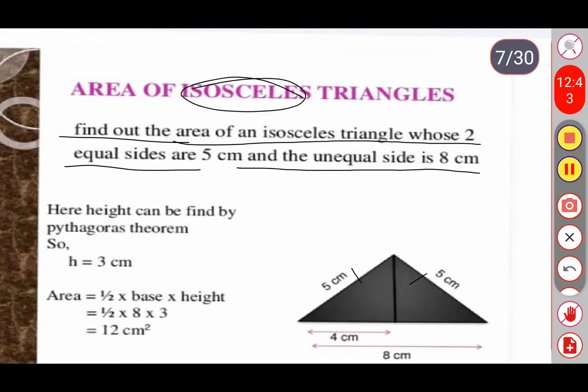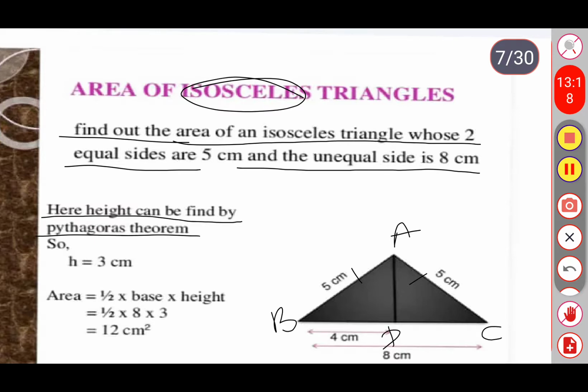If in any triangle two sides are equal, then that triangle is called an isosceles triangle, right? So here two sides are equal already, and the base of the triangle is 8 centimeter, that is the unequal side, right? Here the height can be found by using the Pythagoras theorem. Same formula that was considered in the previous slide.